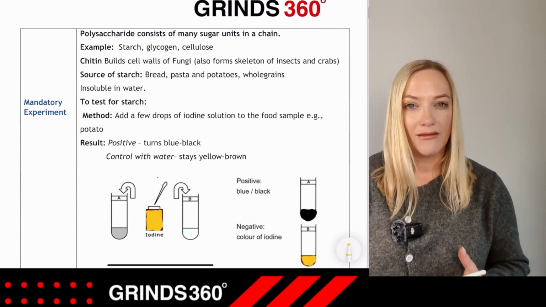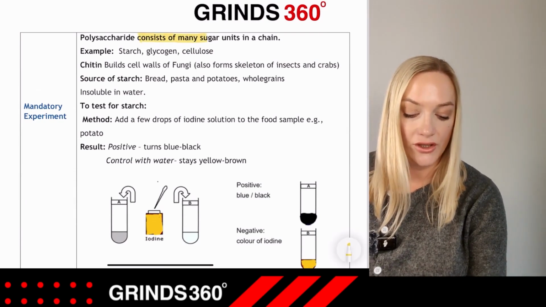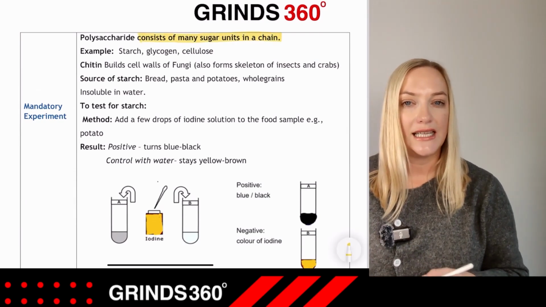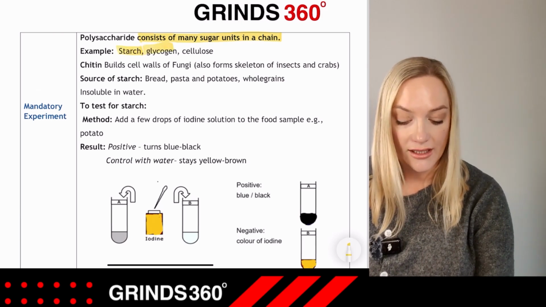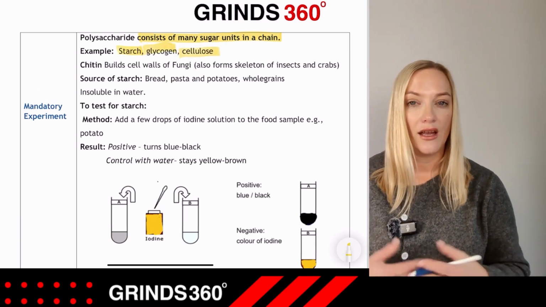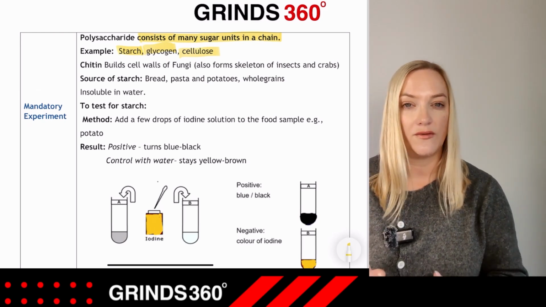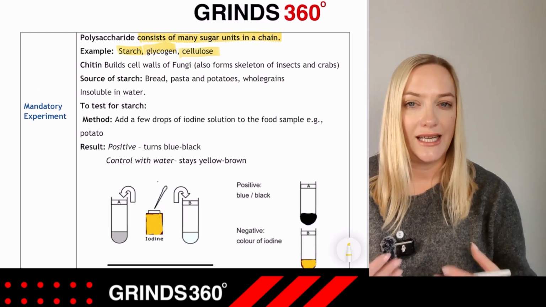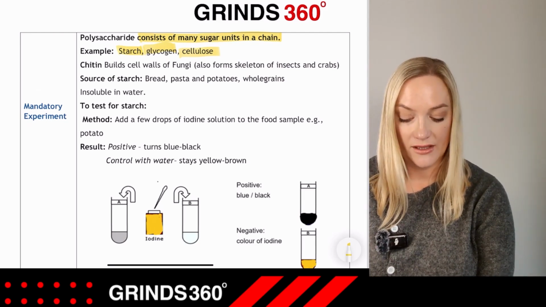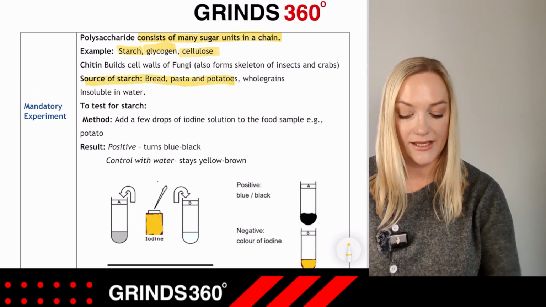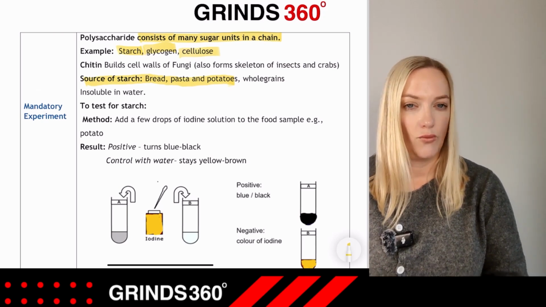Now a polysaccharide. Poly means many. So a polysaccharide consists of many sugar units in a chain. And examples of polysaccharides, we have starch, we have glycogen, and we have cellulose. Chitin, that builds up the cell walls of fungi. It also helps to form the skeleton of insects and crabs. Now a source of this starch would be from bread, pasta, potato. So that's your source of a polysaccharide. It is insoluble in water.